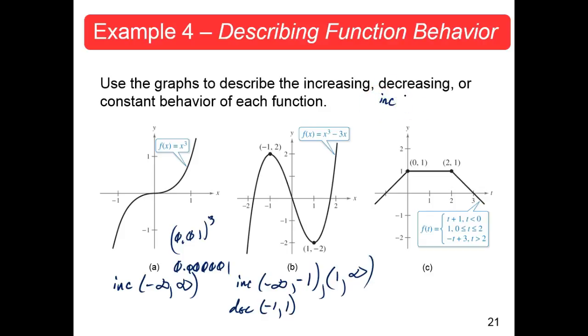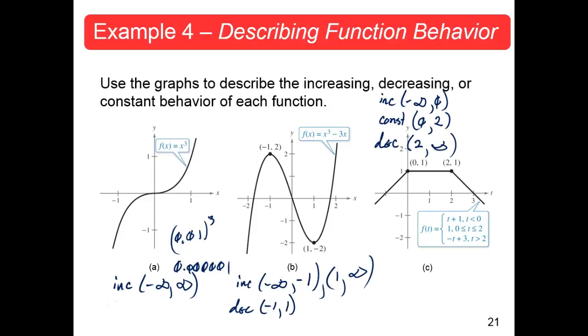Increasing, negative infinity to 0, very good. Constant, from 0 to 2, very good. Decreasing from 2 to infinity. Okay. Now, this, by the way, was a piecewise defined function, and it happened to have those same limits.